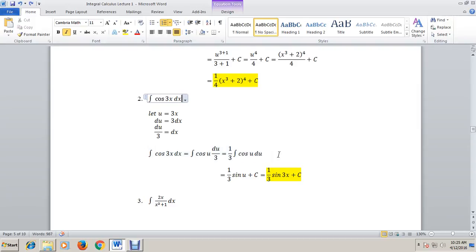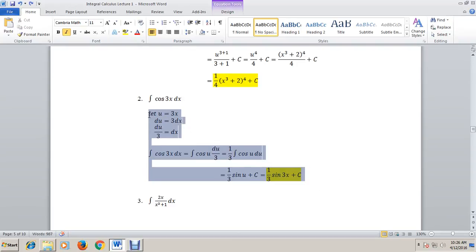Now, of course, this is a trigonometric function. In order to get the answer for the integral of a trigonometric function, you go back to your definition for the derivative of the trigonometric function and do the reverse process. Of course, the integral of cosine u results into sine u plus c, resulting into 1/3 sine u plus c. Replacing u with your original expression, which is 3x, we have now the final answer as 1/3 sine 3x plus c.